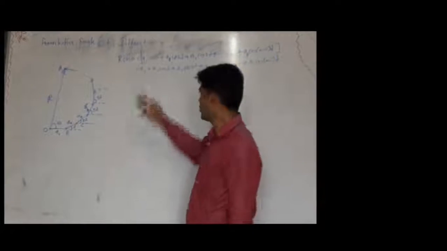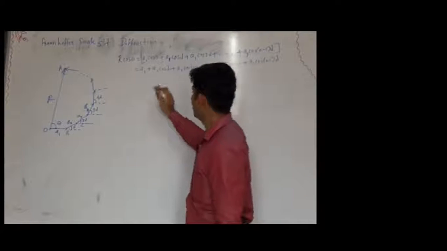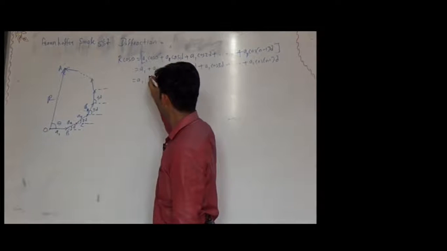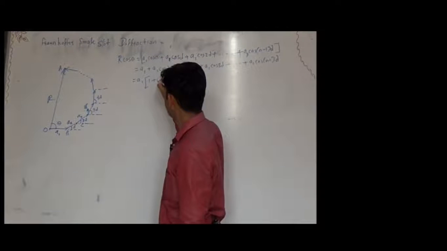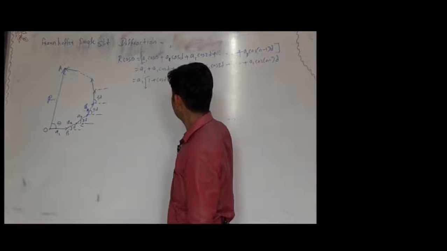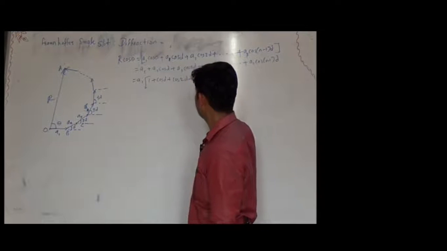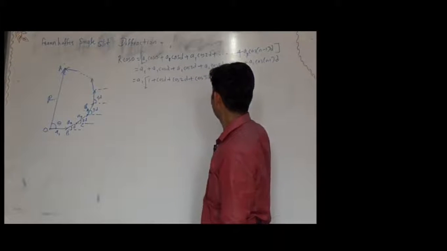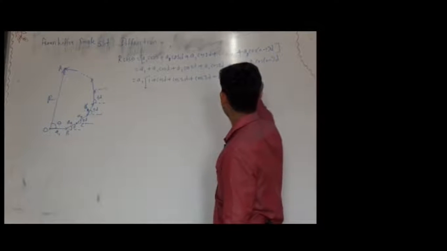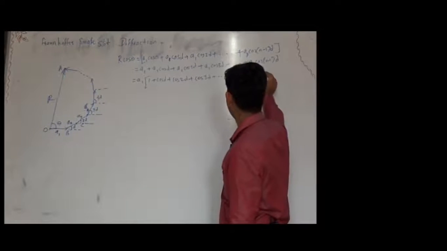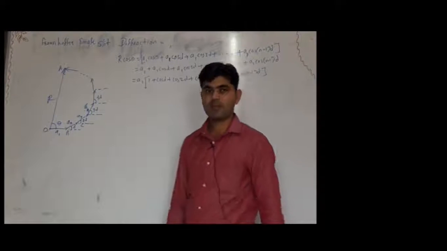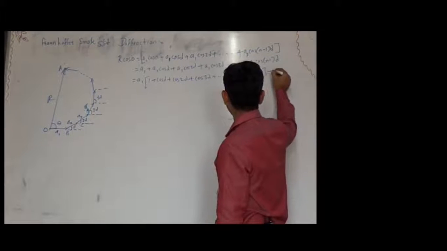In this equation, A is common, so we can take A outside the bracket. So, A1 inside the bracket: 1 plus cos D plus cos 2D plus cos 3D plus dash dash dash plus cos (n minus 1)D, bracket close. This is equation number 4.